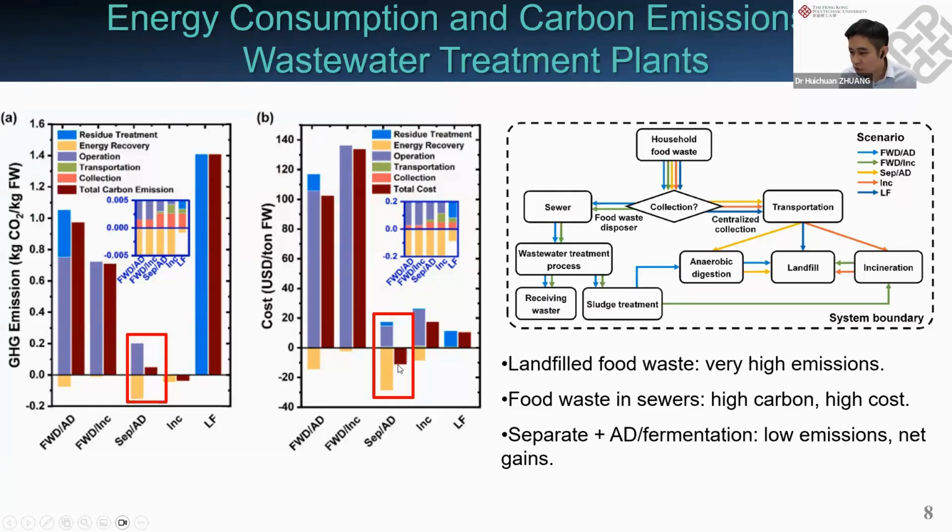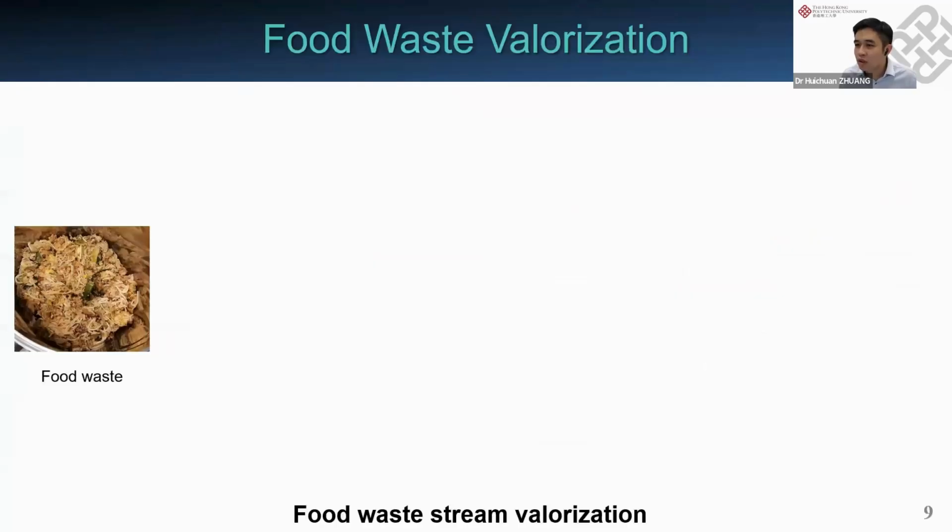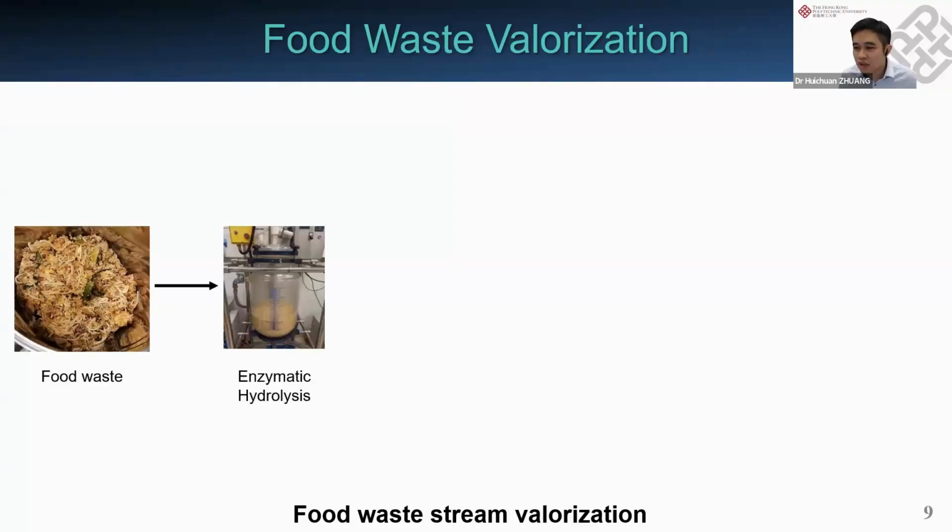So money can push us to choose that process. That is very important. However, for anaerobic digestion, the final product is methane. But the price of methane is not as high as other high-value chemicals. So we propose a food waste valorization process to treat the separated food waste. This is our second study.